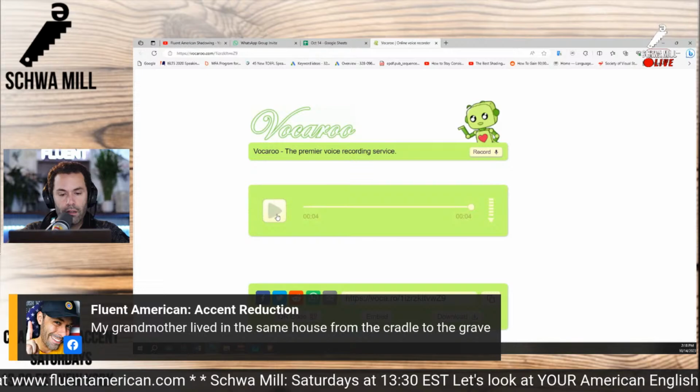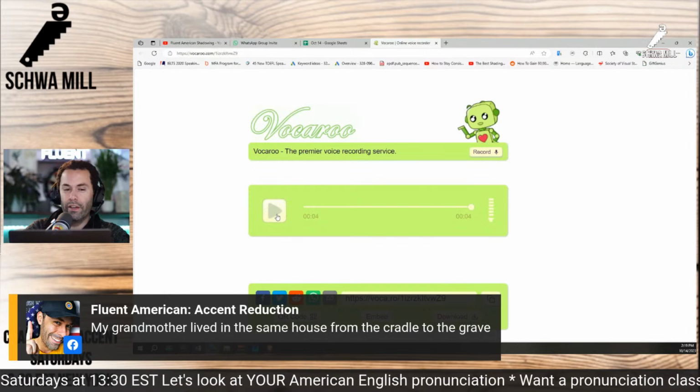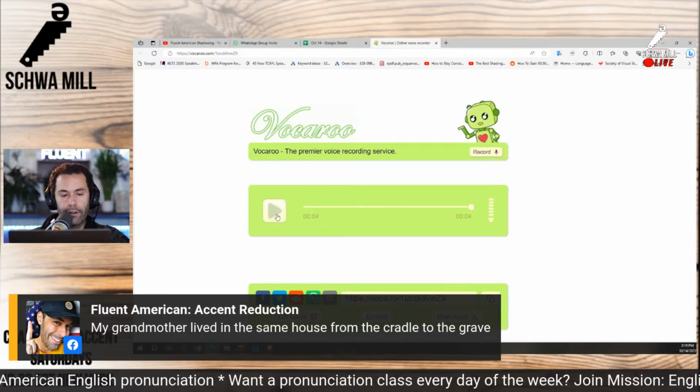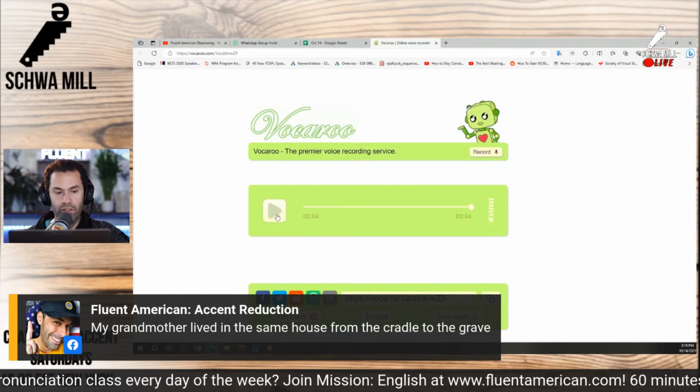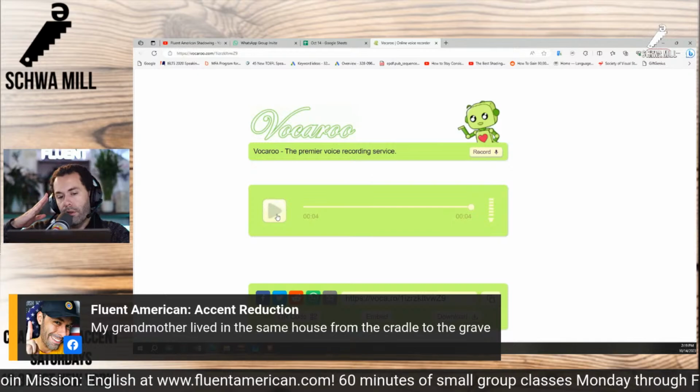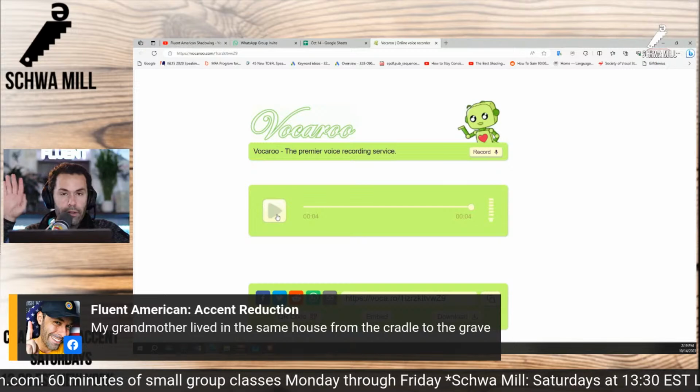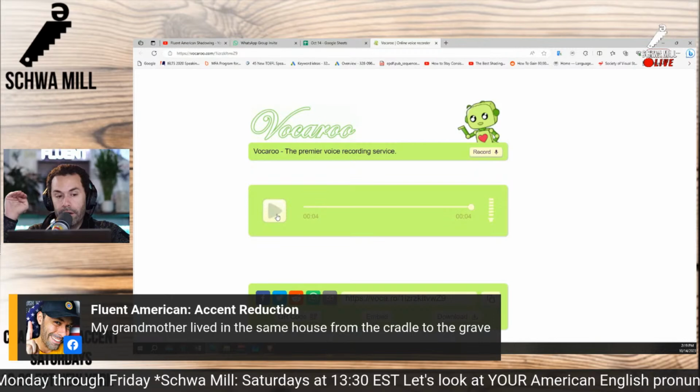The same house from the cradle. Let's maybe do one thought group. Let's just experiment for experimenting's sake. Let's do one thought group that goes all the way to cradle. Let's stress cradle. Okay, so if we have one thought group and the stress is just on cradle, we're going to be really moving down a lot. My grandmother lived in the same house from the cradle.